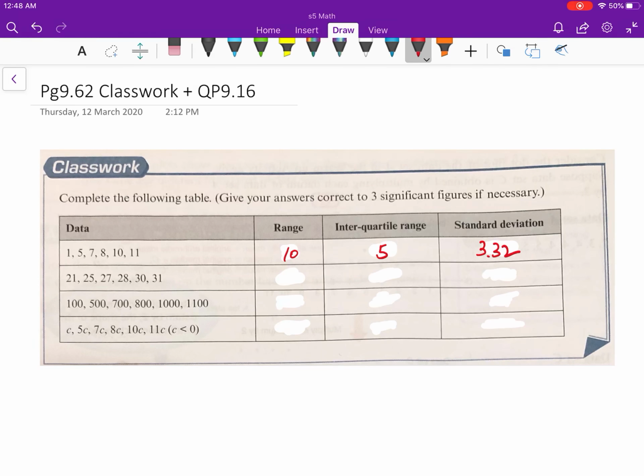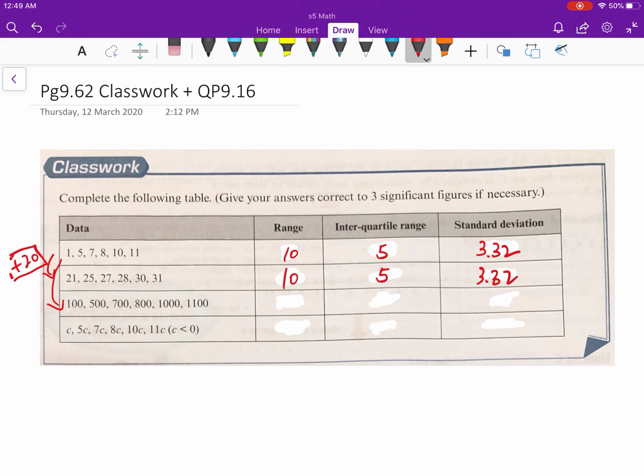Okay, so after we complete the first one, here we can make use of what we have learned before. If you look at these two, actually the second set of data is you use the first set of data and plus 20 to each data, right? So in this case the range, IQR and SD will not change, so we still keep 10, 5, and 3.32.